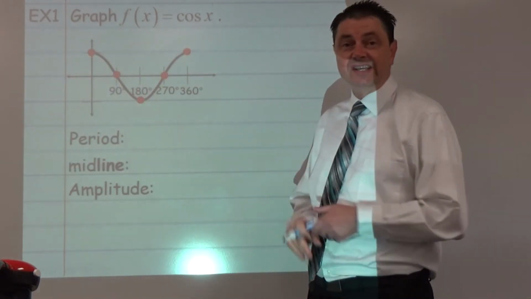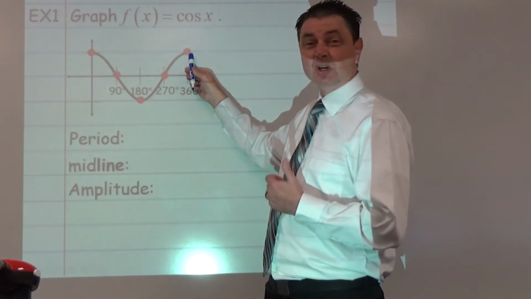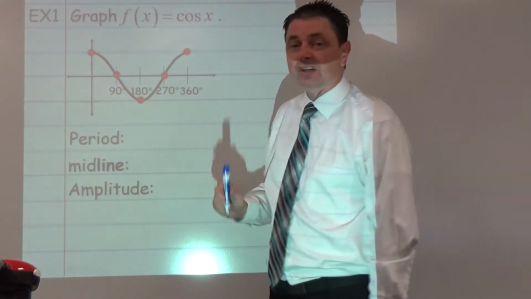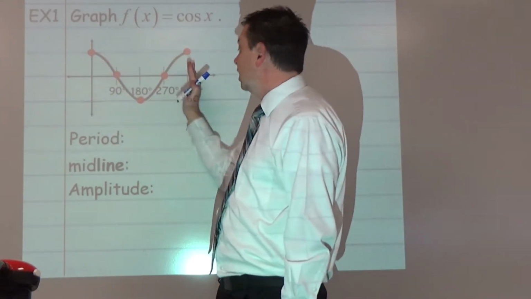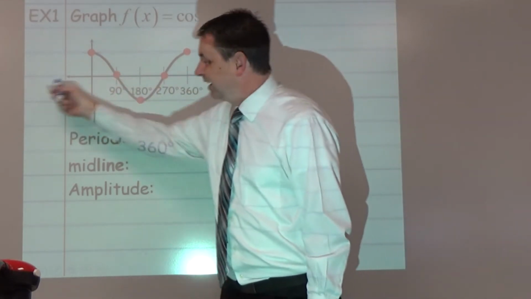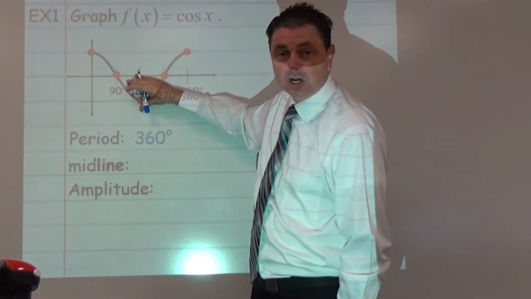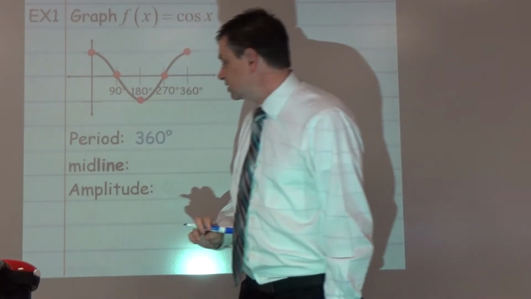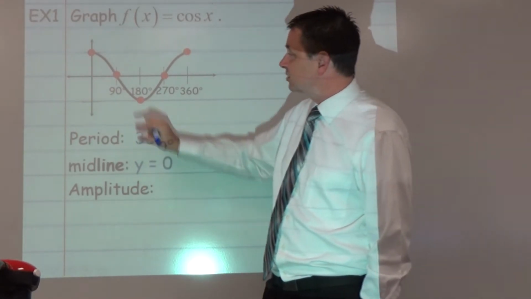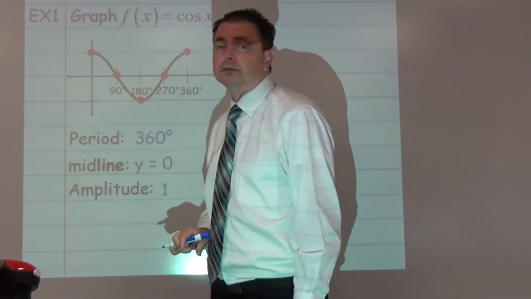The period is the distance to complete one full cycle that started here and ended here for the cosine function. From 0 degrees to 360 degrees is a distance of 360 degrees. The midline, the x-axis, cuts it in half, half above, half below. The midline is the horizontal line, y equals 0. Amplitude is the distance from the midline to the highest point, and that is 1.